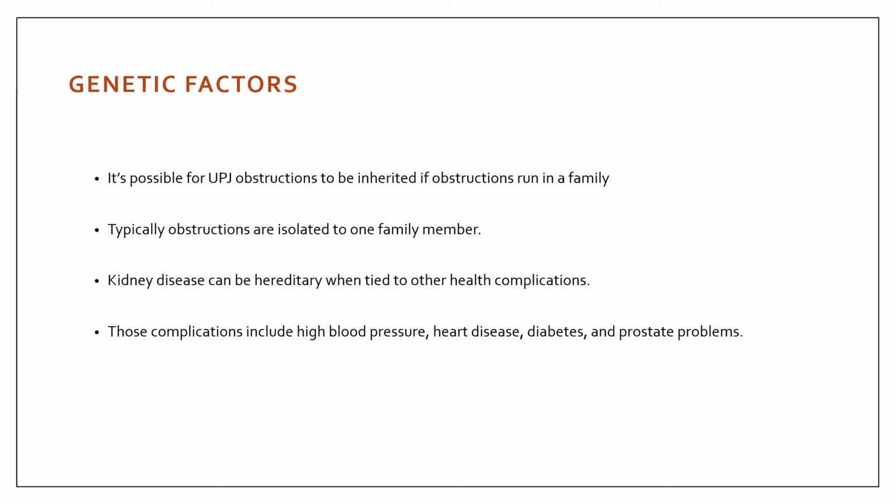So things like high blood pressure, heart disease, diabetes, prostate problems, anything along those lines, especially to do with the cardiovascular system, tie hand in hand with kidney disease and kidney failure. So if there's anything like that running in a family, it's much more common for that to impose some kind of factor on future kidney disease than a UPJ obstruction, for example.